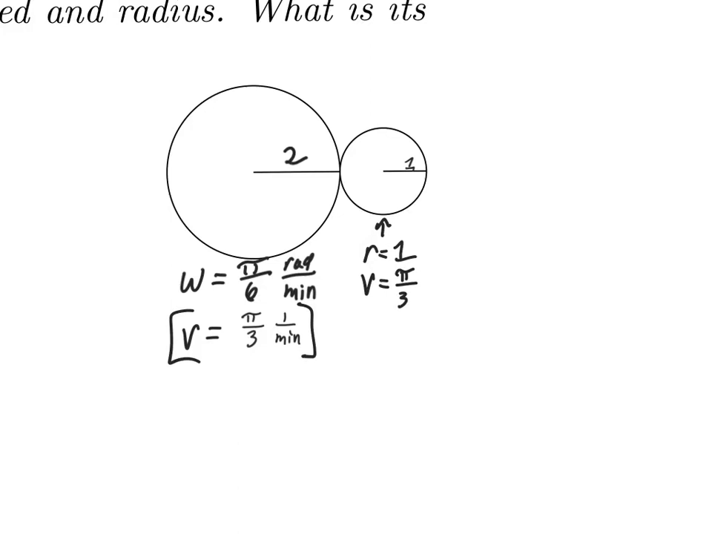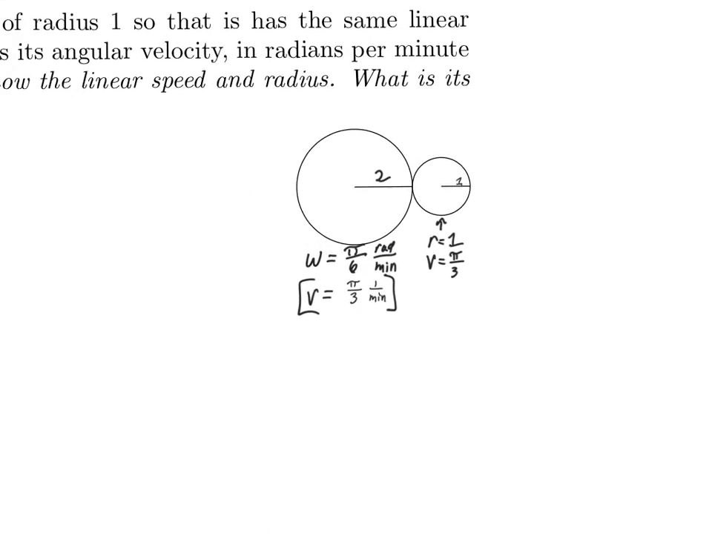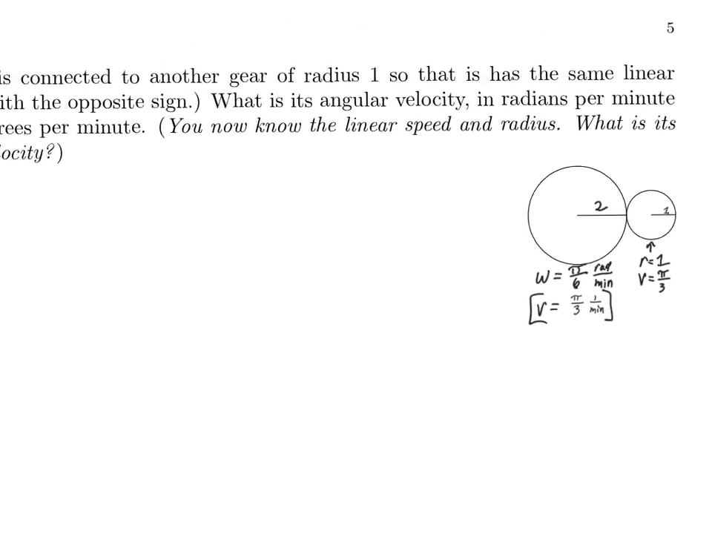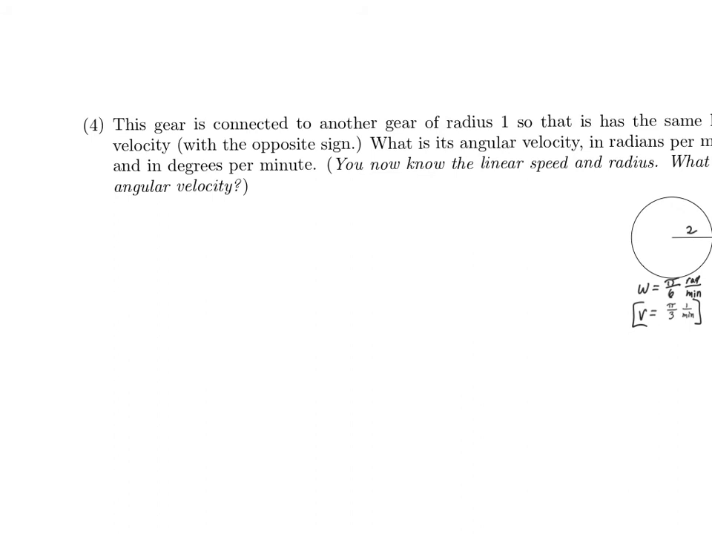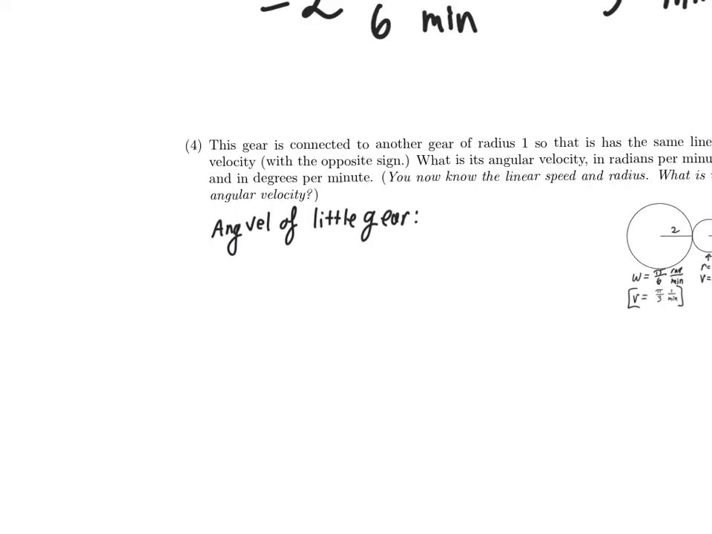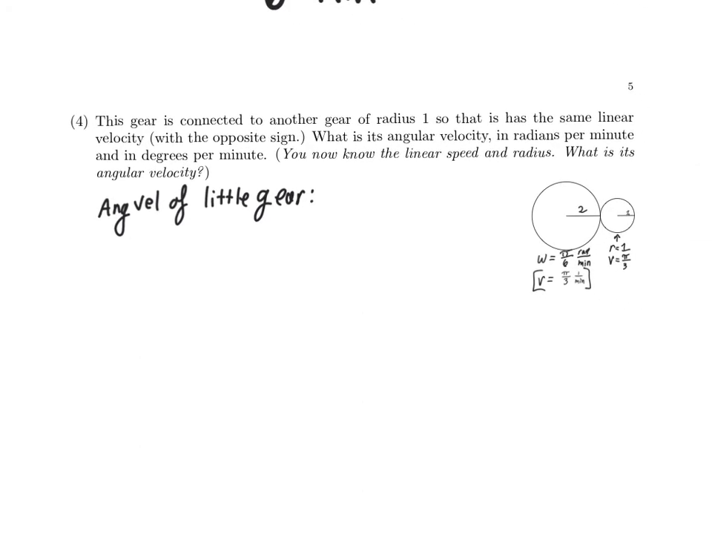That's enough information that I should be able to figure out the angular velocity of that little gear. So let's try to figure out the angular velocity of the little gear. Well, let's go through and do it. I have this formula that v, the linear velocity, is the same thing as the radius times omega, the angular velocity. And let's just write down the things I know. I know that the linear velocity of the little gear is pi over 3.